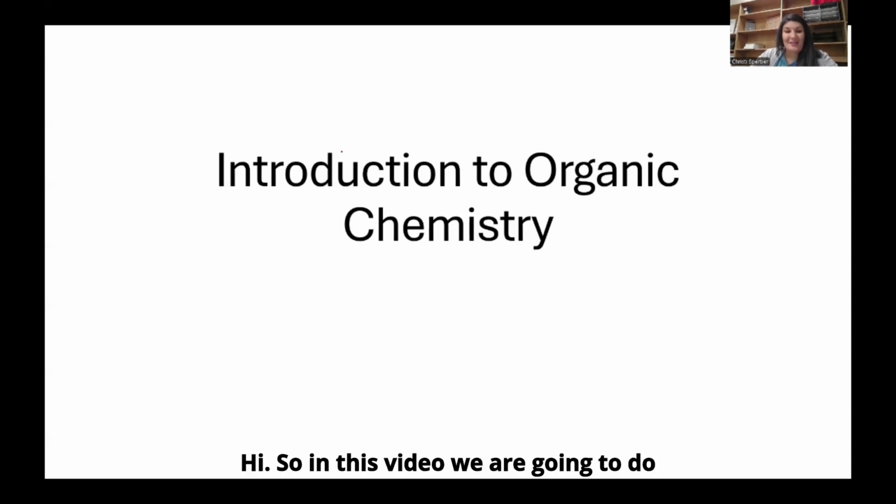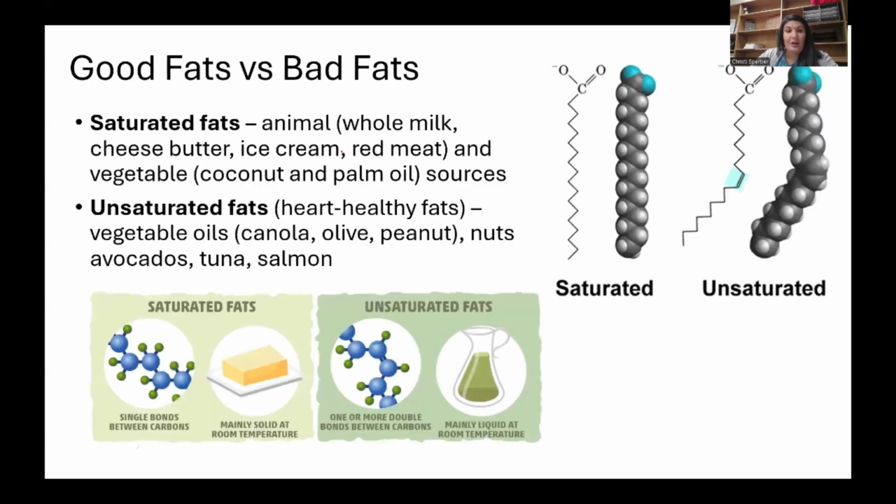Hi, so in this video, we are going to do an introduction to organic chemistry. First, we're going to talk about good fats and bad fats. There are two types of fats, saturated fats and unsaturated fats. Saturated fats come from animals. They're whole milk, cheese, butter, ice cream, red meat, and vegetable sources such as coconut and palm oil.